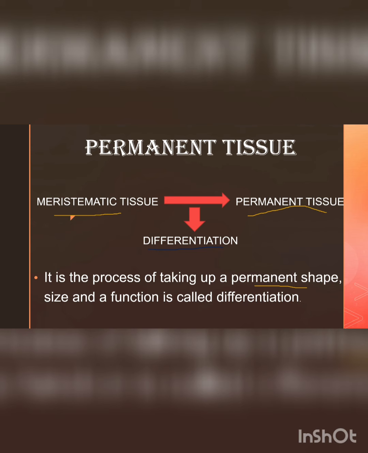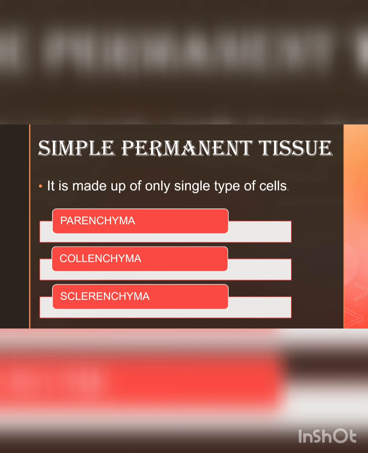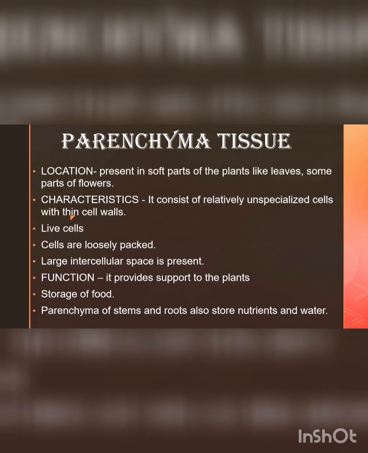Understood? Now we'll be talking about simple permanent tissue. As I already told you, permanent tissues are of two kinds: one is simple and the second one is complex. In the simple, the major thing you should know is that they are made up of only a single type of cell. In that we have three kinds: the first is parenchyma, next is collenchyma, and the third is sclerenchyma. So we'll start with the parenchymatous tissue.